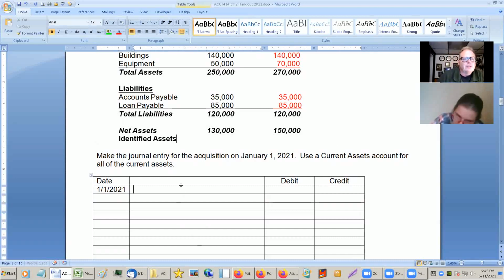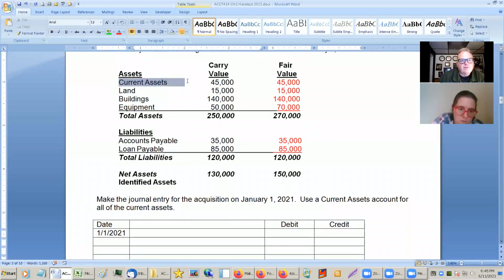Now, a lot of times for these consolidations, you'll see them have current assets all lumped together. So this could be cash, accounts receivable, inventory, all that kind of stuff. You'll often see these lumped together.